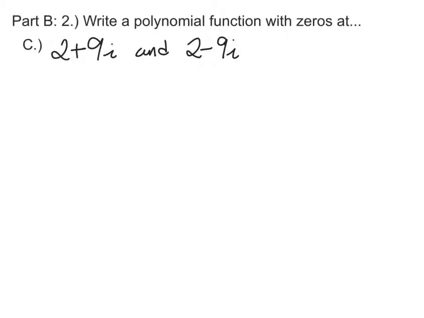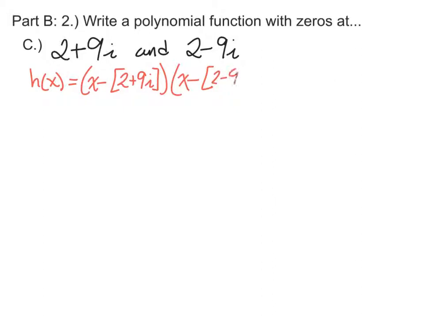So when we're setting up our polynomial function, we give it a name. This time I'll call this one h of x. And if 2 plus 9i is a 0, then x minus 2 plus 9i is a factor. And if 2 minus 9i is a 0, then x minus 2 minus 9i is a factor. And now we need to multiply these things out.